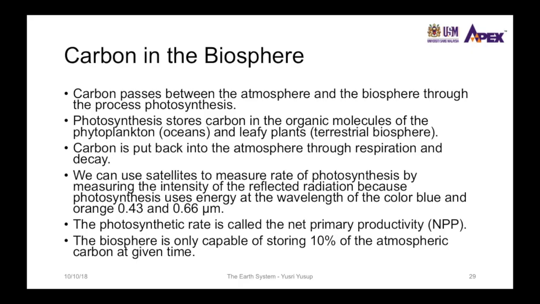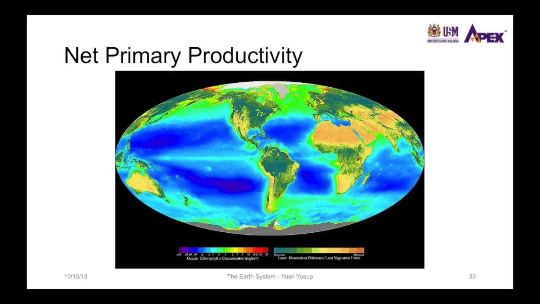Now, the rate of photosynthetic activity is called the net primary productivity, or NPP, and the biosphere is only capable of storing 10% of the atmospheric carbon at any given time. So that means if there is an increase of carbon in the atmosphere through anthropogenic activities, for example, it is only able to store 10% of that carbon that's released, or the total carbon in the atmosphere.